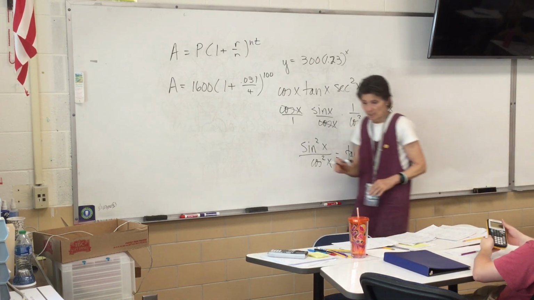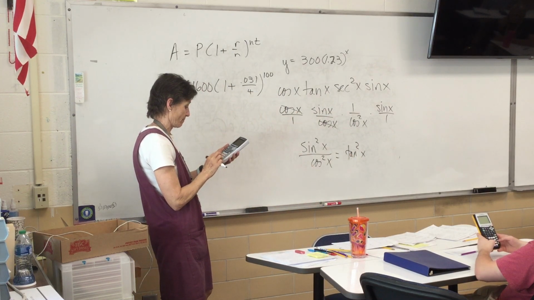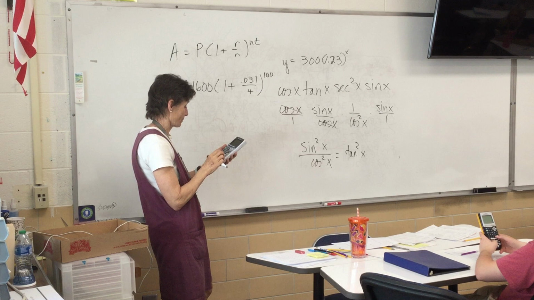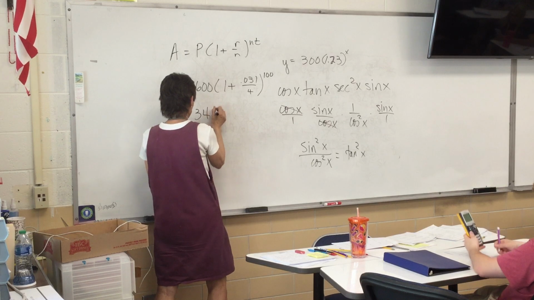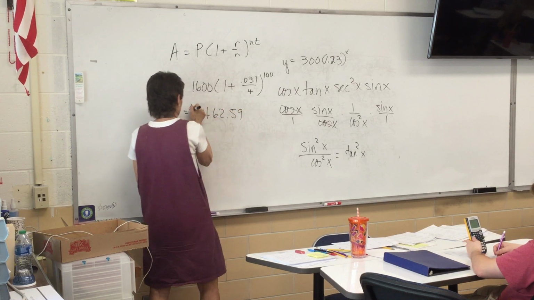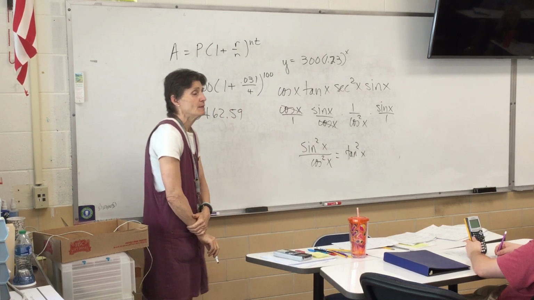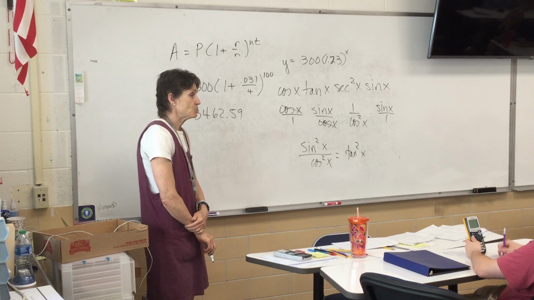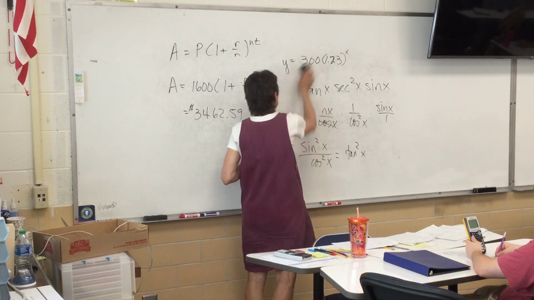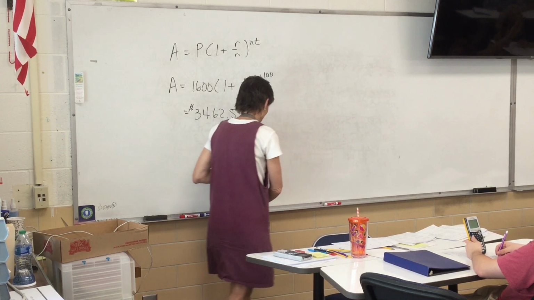Okay? Now, if you type it in exactly the way you wrote it there, it should all be good. I got $3,462.59. Yes. Please make sure that you are typing that in correctly and getting that answer, because you don't want to miss points because you typed it in wrong. Make sure you know what you're doing there.